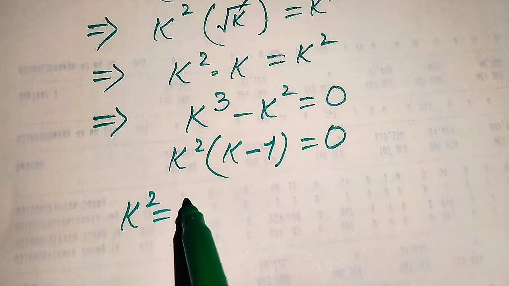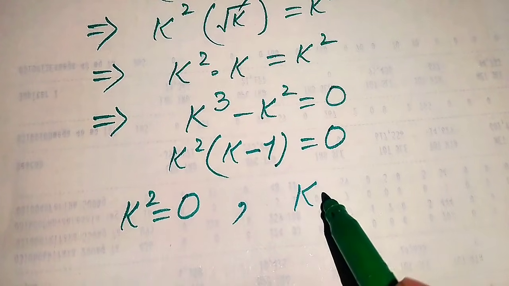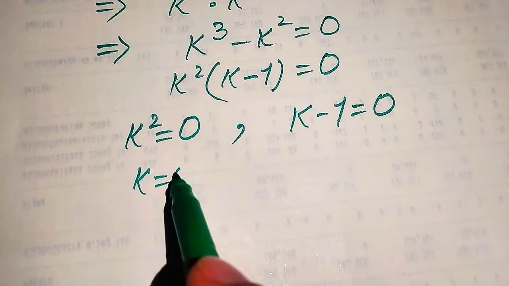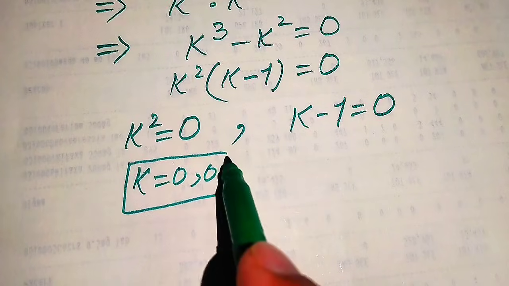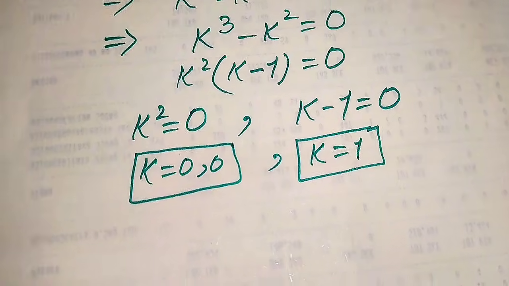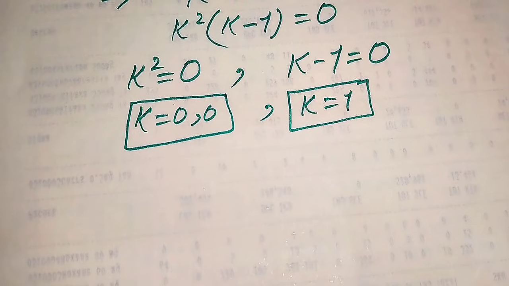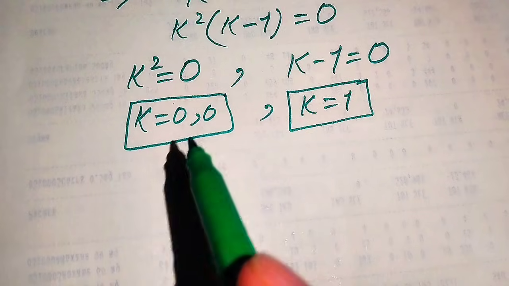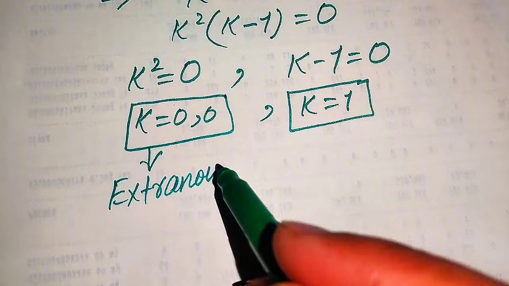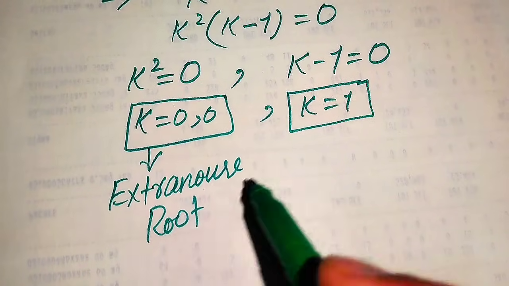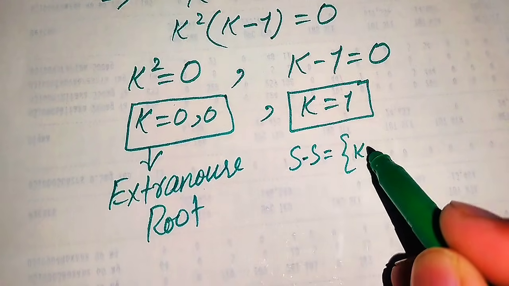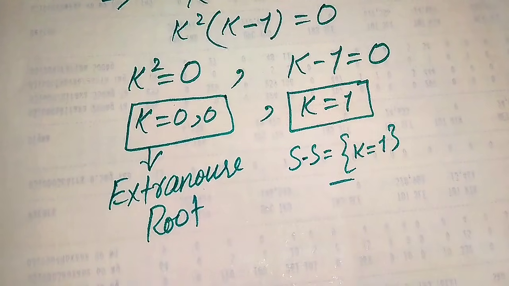And here we divide this equation into two cases. The first case is k square equals 0, and the second case is k minus 1 equals 0. From here we get the values of k are 0, 0, and from here we get the value of k is 1. So in the second method we get these three roots of the given equation, but in the first method we already verified that k equals 0 does not satisfy our given question statement. So we call this the extraneous root of the given equation, and you see that k equals 1 satisfies our given question statement, so we call it the solution set. Finally, k equals 1 is the solution set, and this is the final answer.